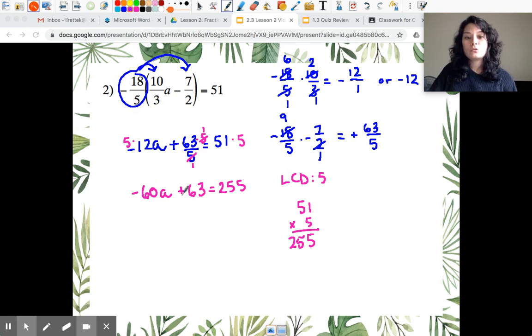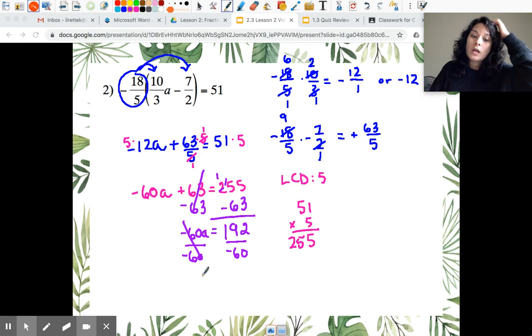I'm going to subtract this 63 first. Remember, we want to add or subtract our constant first. And that's going to give me 2. I have to borrow here to make this a 15. So that's going to give me 9. 1 minus nothing gives me 1. And I bring down my negative 60a. My last step is to divide both sides by 60.